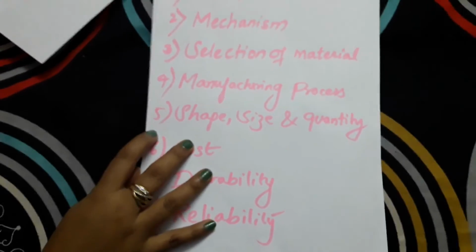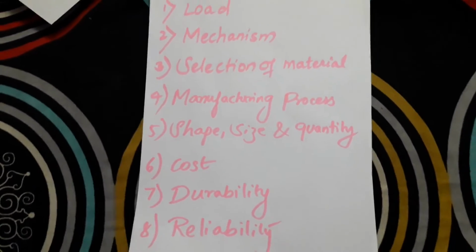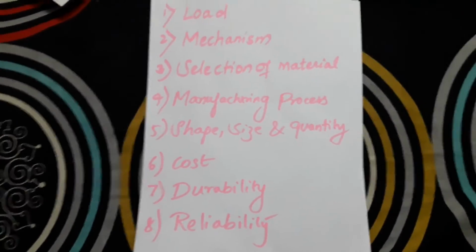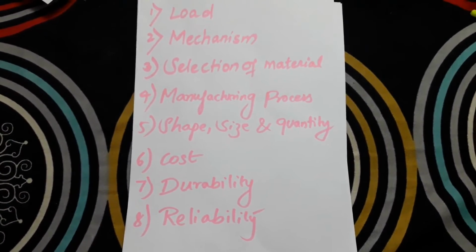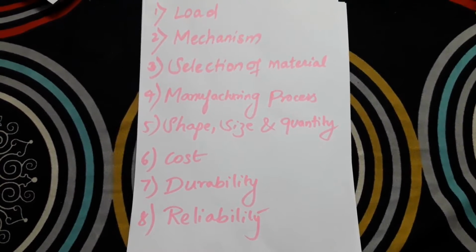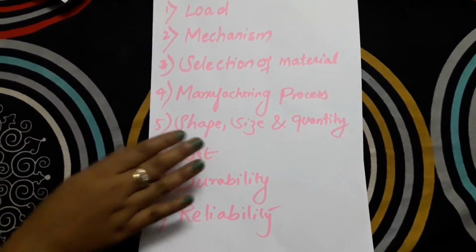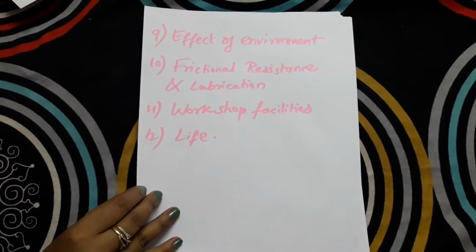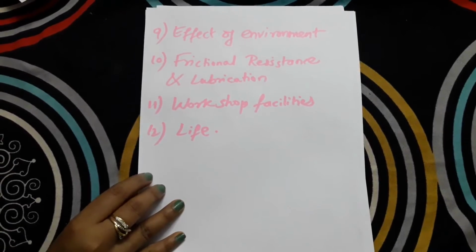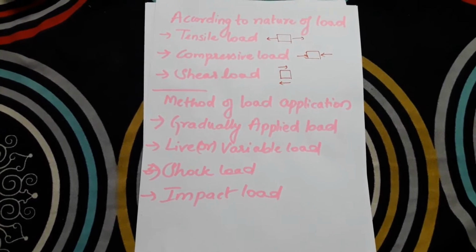Coming to the factors which govern the design of mission elements. The first one is load, the next one is mechanism, then selection of materials, manufacturing processes, shape, size and quantity, cost, durability and reliability, safety, effect of environment, frictional resistance and lubrication, workshop facilities, and life. So, these are the various parameters which govern the design of mission elements. Let me go with the first one, that is load.